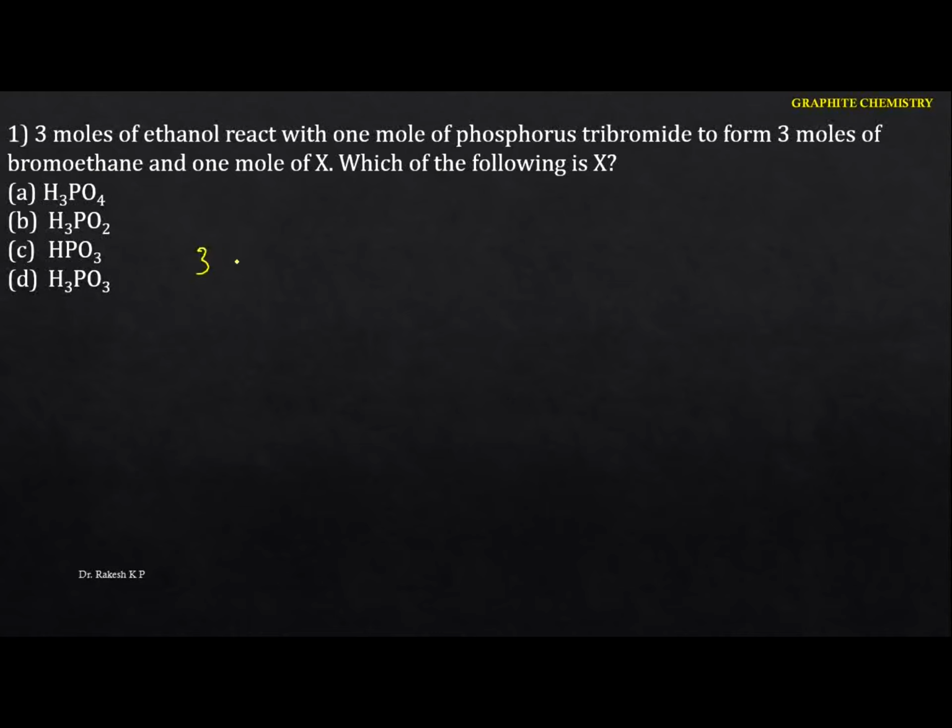So see here, 3 moles of ethyl alcohol, that is CH3CH2OH. Whenever it reacts with phosphorus tribromide, it gives 3 moles of bromoethane. Here the byproduct you are going to get is H3PO3, which is phosphorus acid. Hence in this case the option is D. Okay, next one.